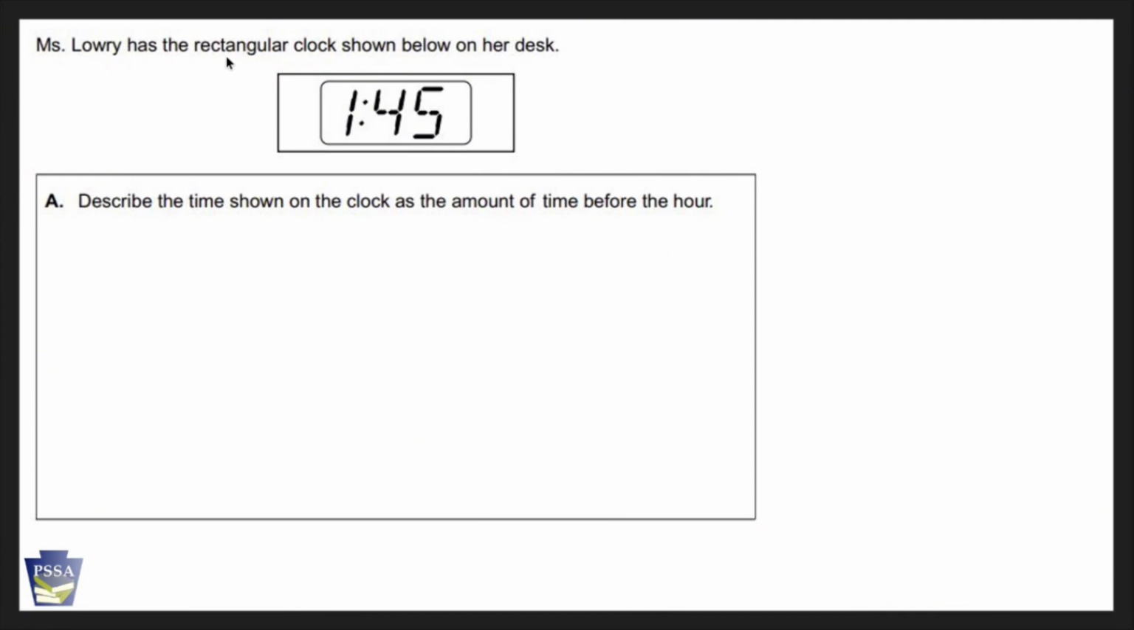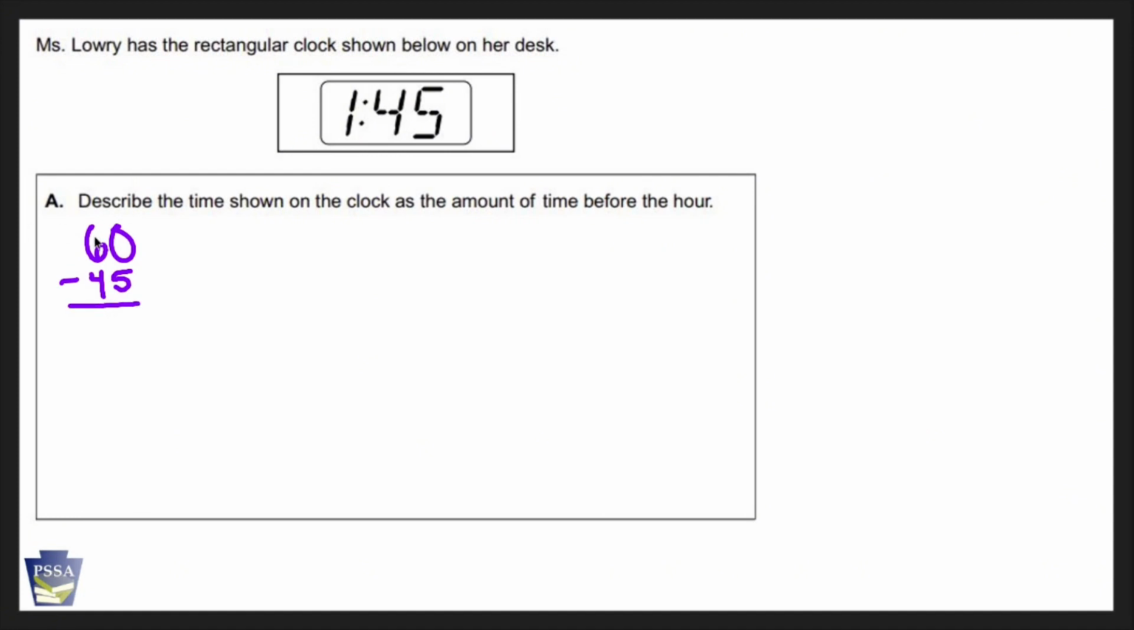Ms. Lowry has a rectangular clock shown below on her desk. So imagine this is like a regular clock that you see in bedrooms and stuff like that. Describe the time shown on the clock as the amount of time before the hour. All right, so this is 1:45. Every hour has 60 minutes, right? So what we would do is we would say, okay, well, if they want us to do the time before the hour, we'll do 60 minus 45 to see how much time is before the hour.